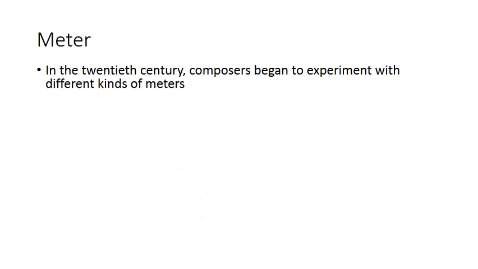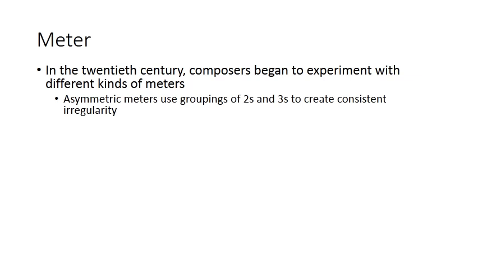Okay, in the 20th century, composers wanted to experiment with things, and one of the things they decided to experiment with was meter. Instead of using 4/4, 3/4, 6/8, those standard meter types, they started to try and use asymmetric meters, for example, using groupings of 2s and 3s that created a consistent pattern of irregularity.